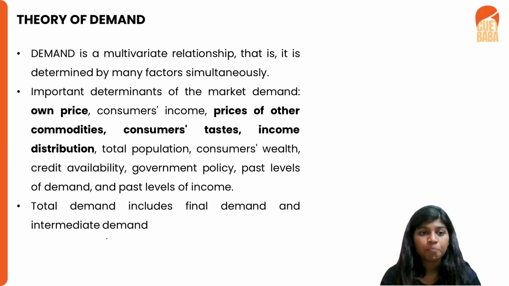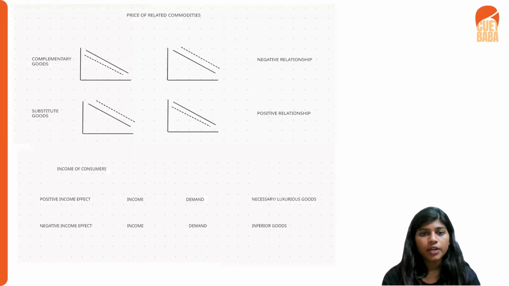at the same time. A few of the important determinants are own price, consumers' income, prices of other commodities, consumers' taste, income distribution, total population, and government policy. All these factors affect demand simultaneously. So we'll first look into each factor and its graph. For that, we'll just change the slide.